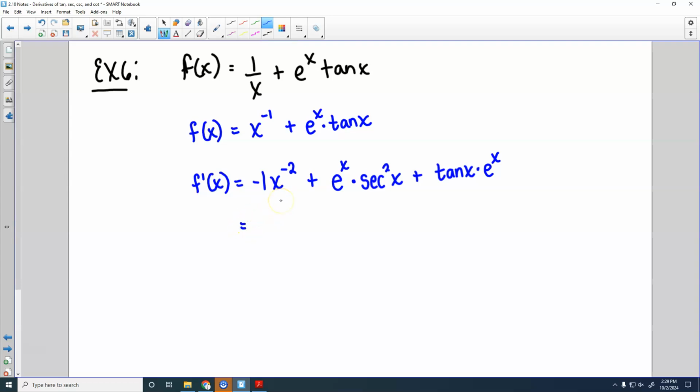And so they might leave it with negative exponents. They might make this negative 1 over x squared. It just depends. There's really not a lot you can do over here. They're just going to clean it up a little bit. Like this, probably. Not really much you can do to simplify that.